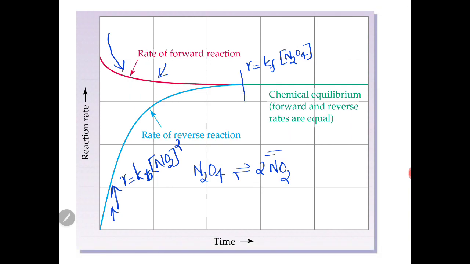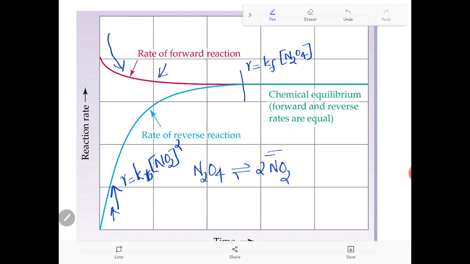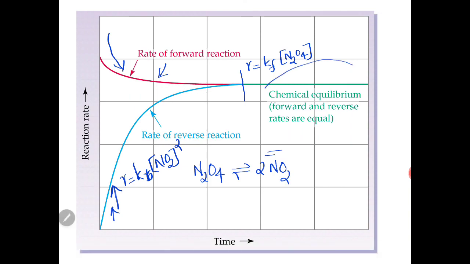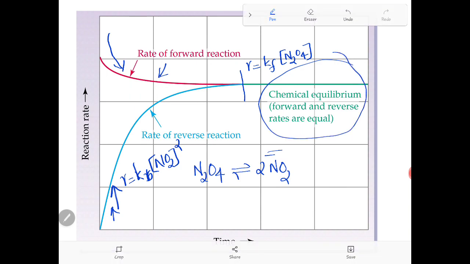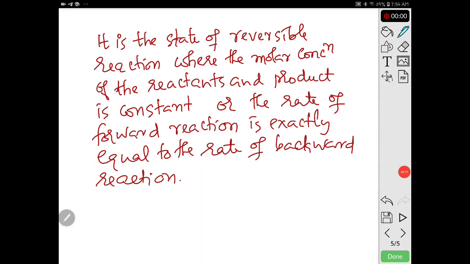It reaches a particular point where the rate of forward reaction is exactly equal to the rate of backward reaction, and this state is what we call chemical equilibrium. So now we can have a question: what is chemical equilibrium? You can have a definition for that. It is the state of a reversible reaction where the molar concentration of the reactants and the products is constant, or the rate of the forward reaction is exactly equal to the rate of the backward reaction.